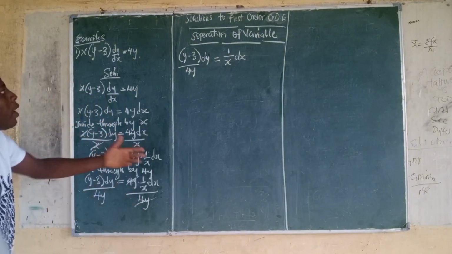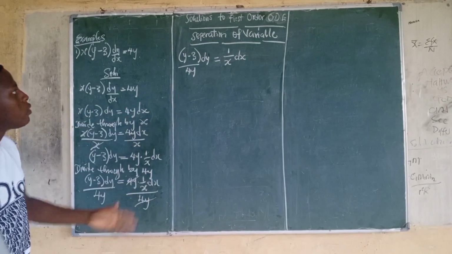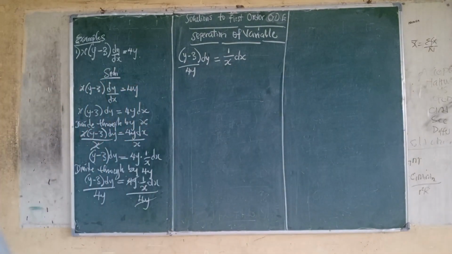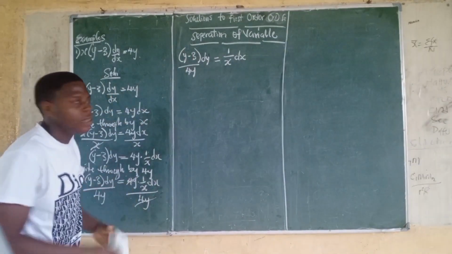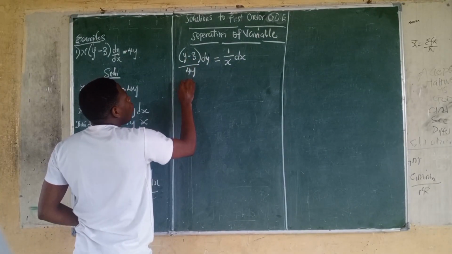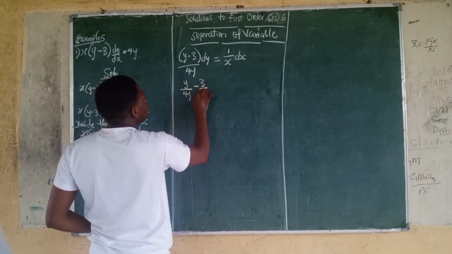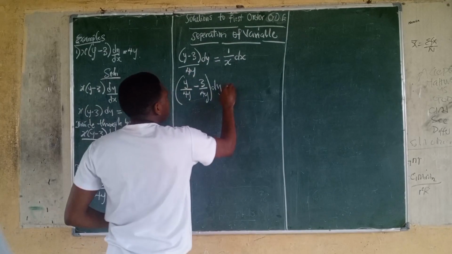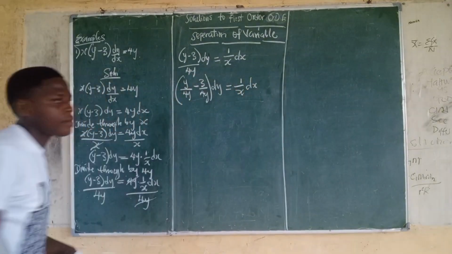So we grouped the variables for y on the left hand side, and we grouped the variables for x on the right hand side. What's the next thing? We can still simplify the left hand side by saying this is equal to y/(4y) minus 3/(4y) dy, and this is equal to 1/x dx.